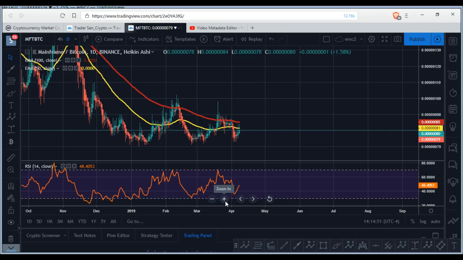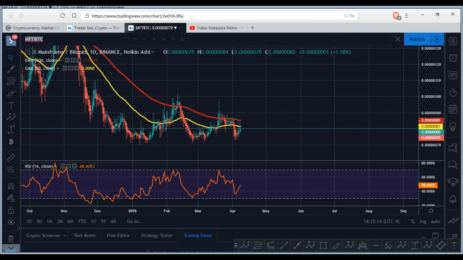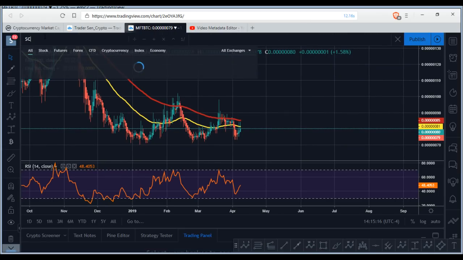Upside, which one? KW, MFT, Ali Hamidi, Zilliqa, Ali. I'm gonna take a look at Zilliqa. I like Zilliqa. I'm looking to buy some Zilliqa. So let's take a look at Siacoin first.